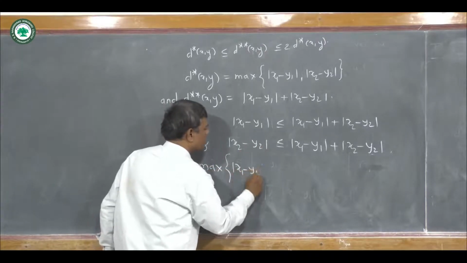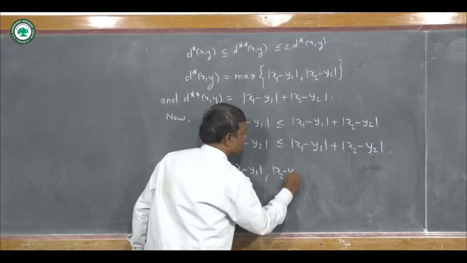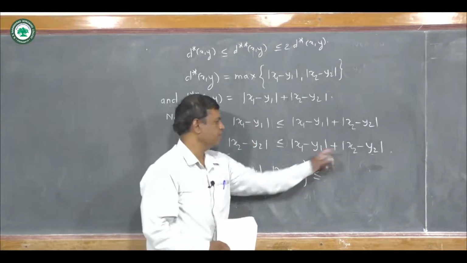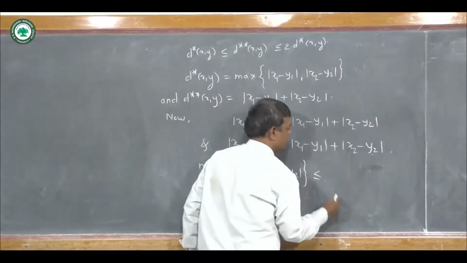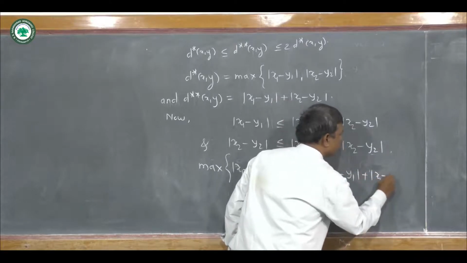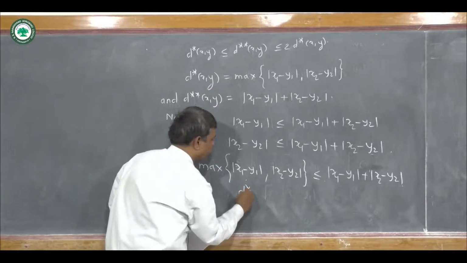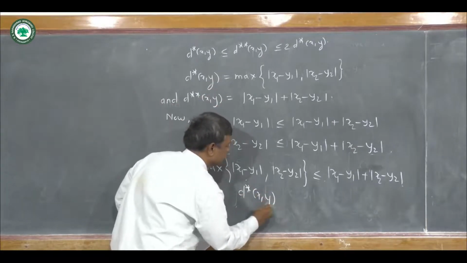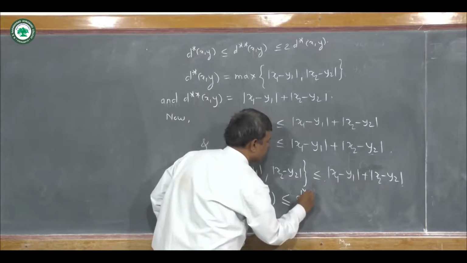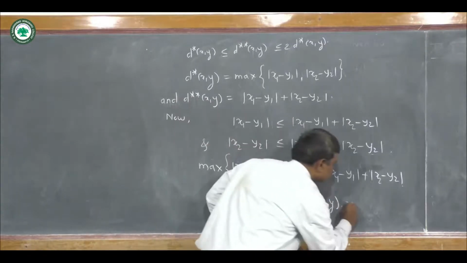So the maximum of absolute value of x1 minus y1 comma absolute value of x2 minus y2 is always less than or equal to the value on the RHS, absolute value of x1 minus y1 plus absolute value of x2 minus y2. But this is nothing but d star of x comma y, the definition of metric d star, and this expression is the definition of metric d star star. So this is, say, 3.